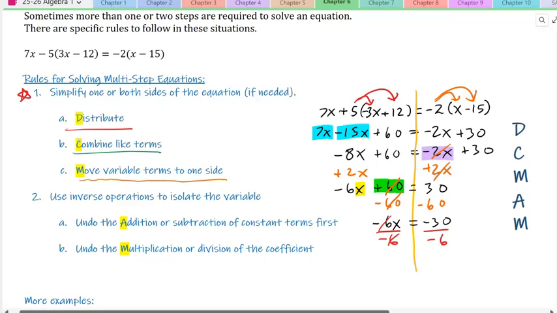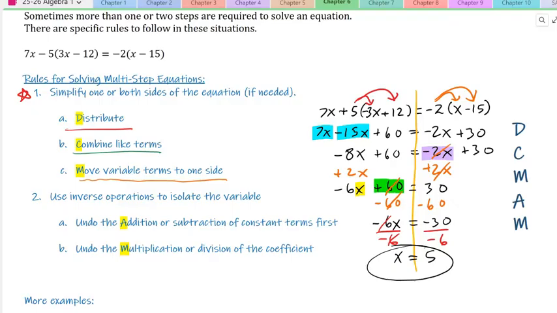Okay, so those go away, and I am left with x equals now negative 30 divided by negative 6. Negative divided by negative is positive, and 30 divided by 6 is 5. So now we have found the value of x after all that. So we distributed, combined like terms, and moved variable terms to one side in order to simplify both sides of the equation. And then we undid the addition or subtraction of constant terms, and then we undid the multiplication or division of the coefficient.